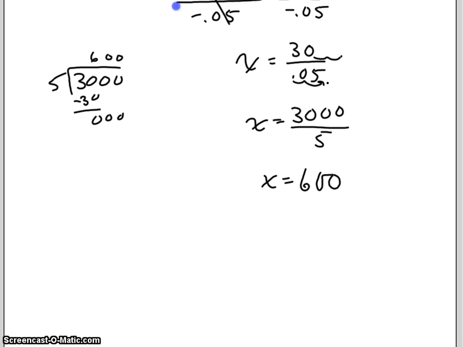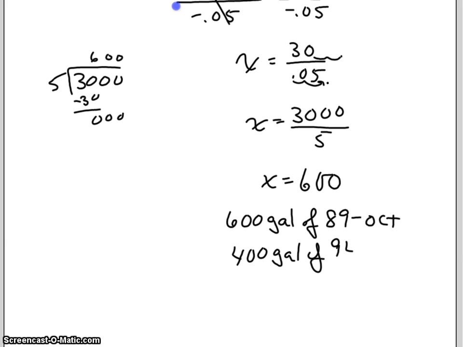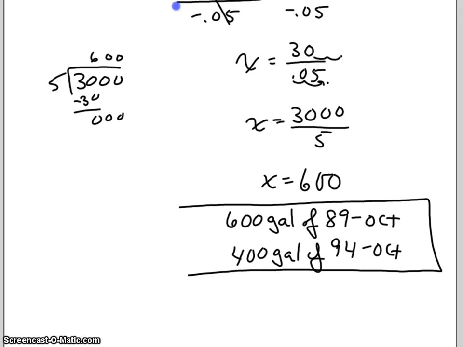So x is 600. So that means we're going to need 600 gallons of 89 octane. Now we've got to figure out how much 94 octane. Well, it's 1,000 minus x. So 1,000 minus 600 is 400. So 400 gallons of 94 octane. So we have to mix 600 gallons of 89 octane with 400 gallons of 94 octane to produce 1,000 gallons of 91 octane.